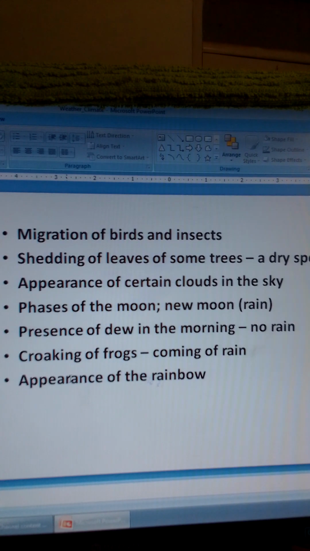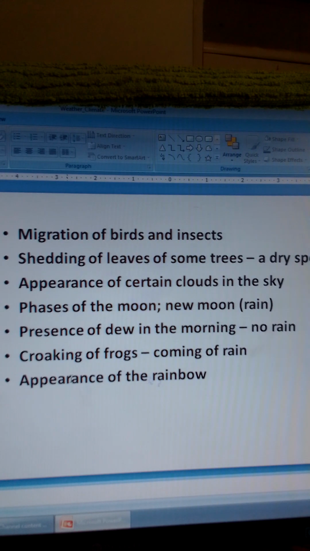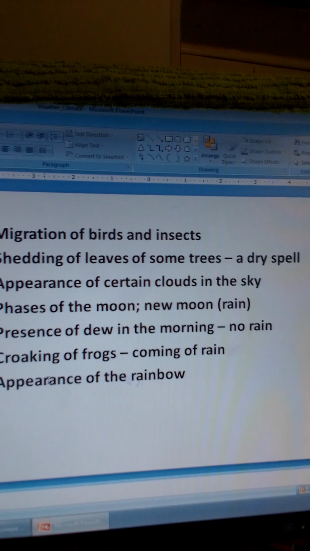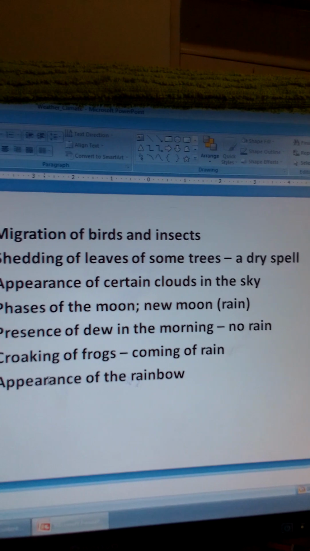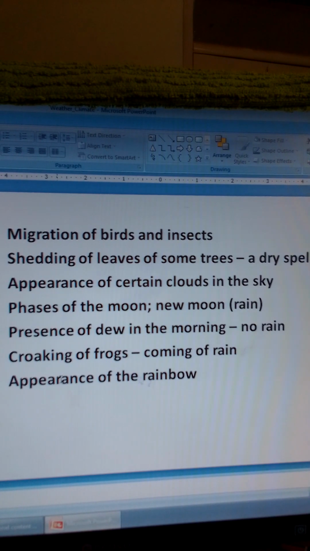Number one, migration of birds and insects. Number two, shedding of leaves of some trees. After a rainy season, a tree may shed its leaves to indicate that a dry spell is coming, like the baobab tree, which sheds its leaves when the rains have ended. Number three, appearance of certain clouds in the sky.